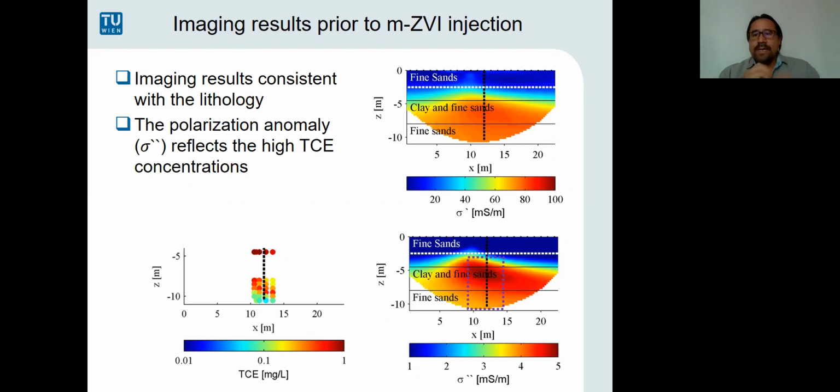More interesting, we see an anomaly with high polarization values, which is in agreement with the high concentrations of TCE. So we say, okay, our measurements are sensitive to the lithology and can detect where the contaminated area is. So we were happy with the measuring protocol.